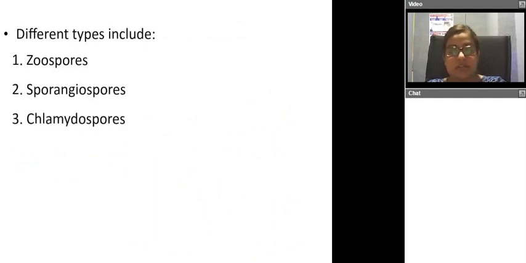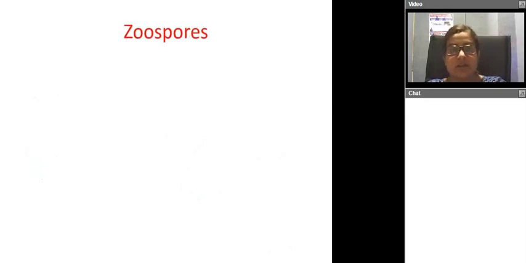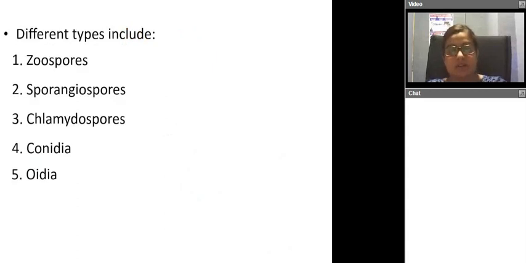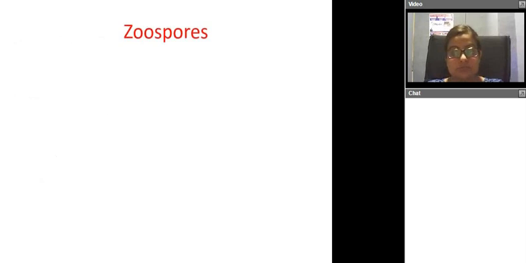Next is the process of spore formation. It includes zoospores, sporangiospores, chlamydospores, conidia, and oidia. So it will be zoospores, sporangiospores, chlamydospores, conidia, and oidia.